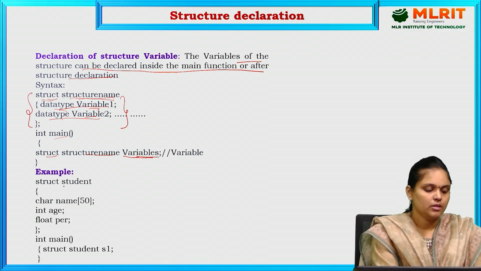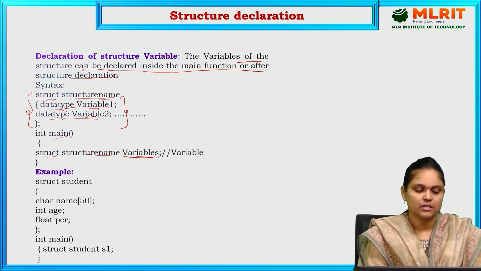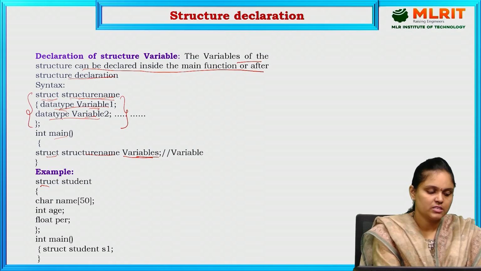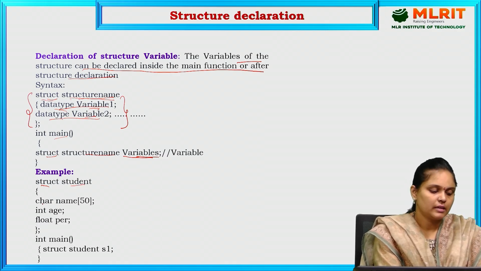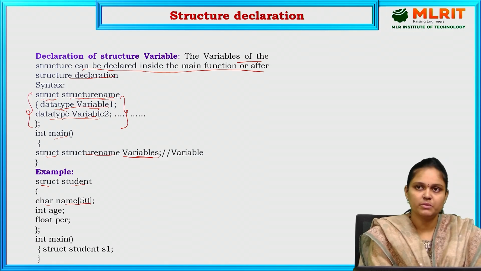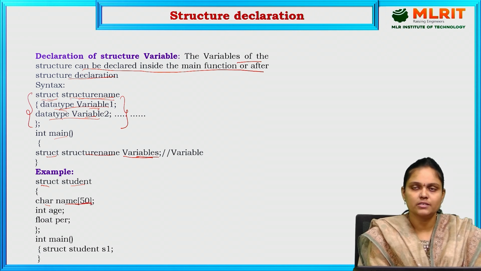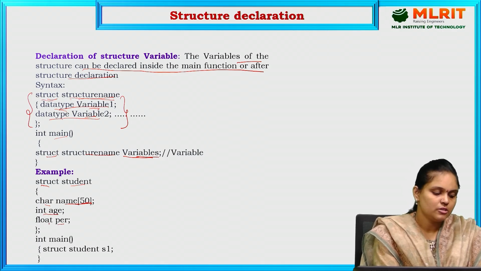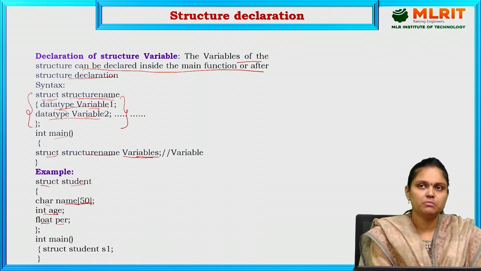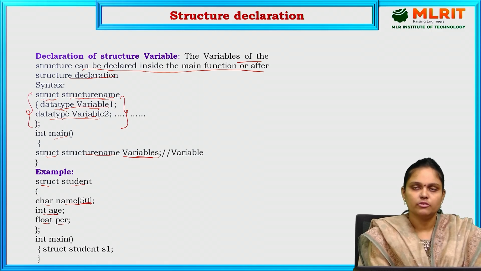So, for example, struct student. Here struct is the keyword and student is the name of that structure. Next, char name of 50, which means for the name we have multiple characters, which is why we are using an array here. It is nothing but a string data type. Next, int age is of integer type, and percentage is of float type. So here we have different data types with different identifier names.